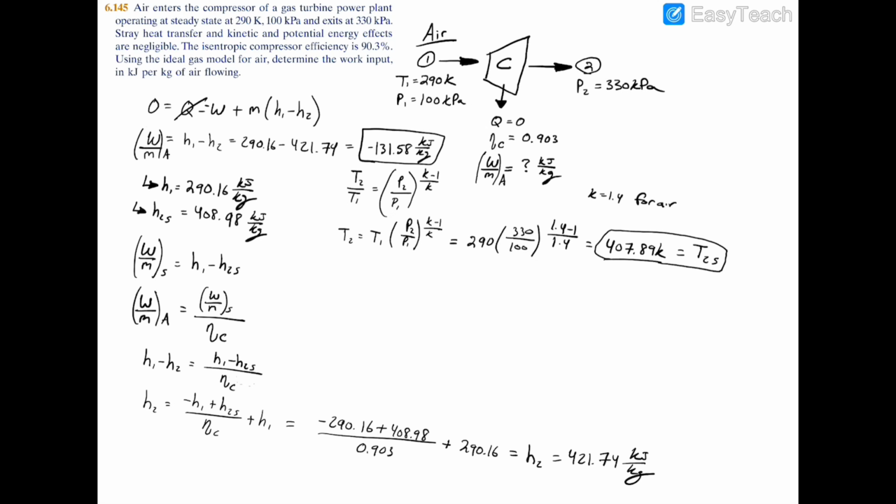But like I said, remember that the work goes into the compressor, not out of the compressor. Also, if you didn't feel like solving for H2, you can just use this expression, which says that the actual work equals the isentropic work divided by the efficiency. If you plug in your numbers, you have H1 minus H2S, which is 290.16 minus 408.98, and divide that by 0.903. That'll also yield negative 131.58 kilojoules per kilogram. So you can do it either way.